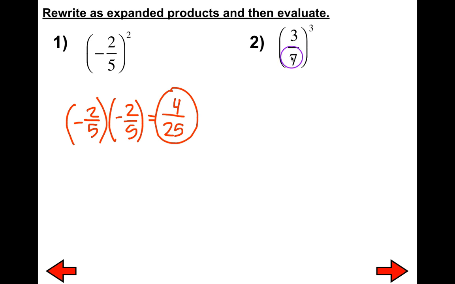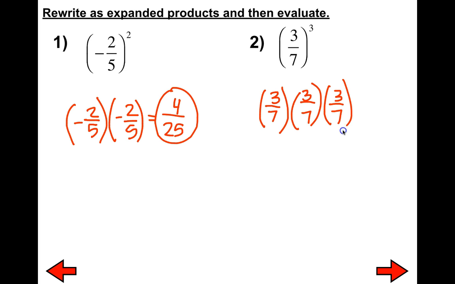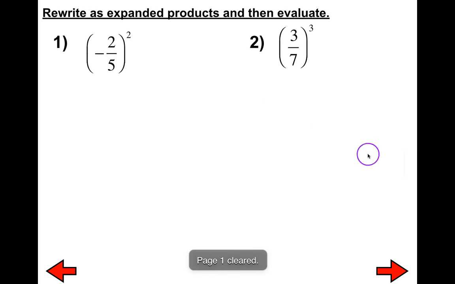Now looking at number 2, number 2 is slightly different. My base is actually positive this time, so I'm going to go ahead and repeat a 3/7 a total of 3 times. I'm going to write that 3 times. Now, if I need to evaluate, I would multiply this straight across. 3 times 3 is 9, times 3 is 27. Here, my denominator, 7 times 7 is 49, times another 7 is 343. So there are your answers. Moving on.